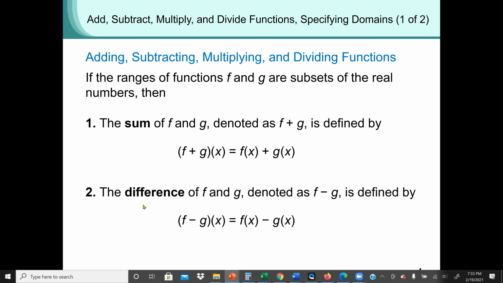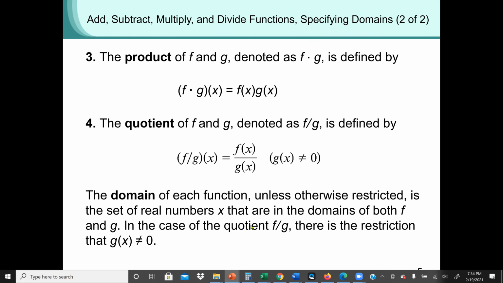Also, the same thing applies to the difference. If I have two functions, f at x and g at x, and I want to find the difference, again, I'll combine the two functions together. And with products, also the same. I have two functions, f at x and g at x. The product, again, I will multiply the two functions together. With the quotient, I have a function f at x and g at x, and I can find the quotient of f at x by g at x.